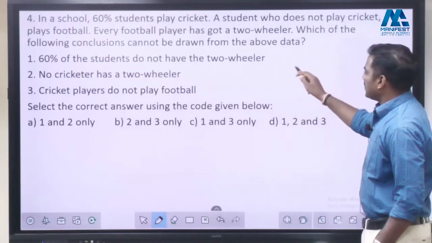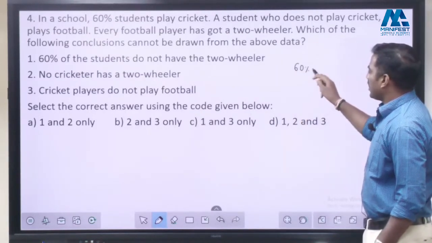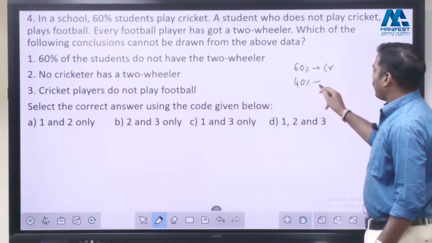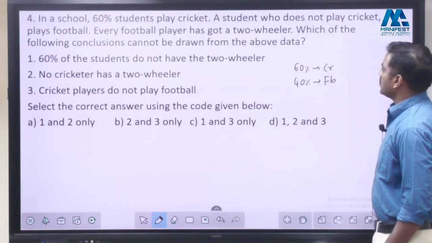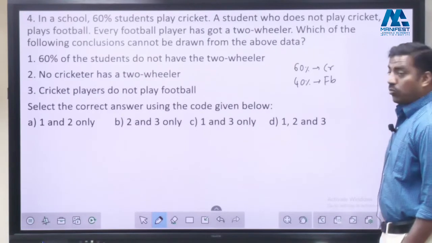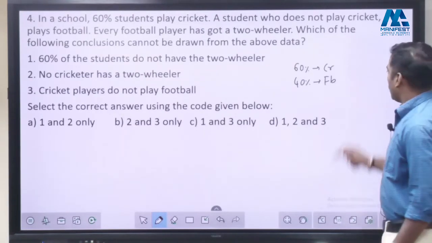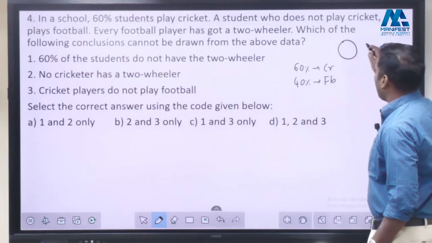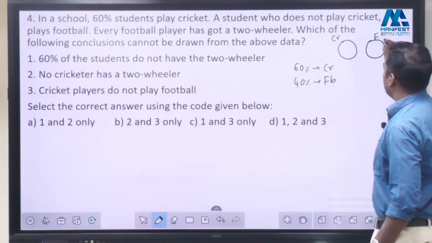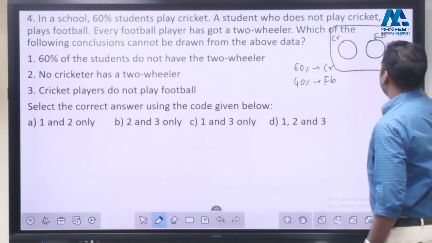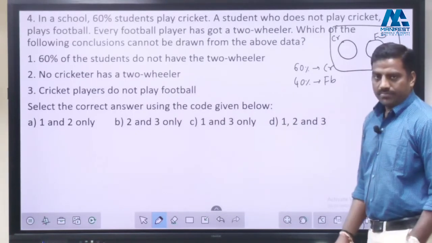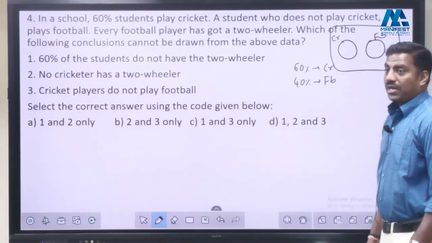Okay, 60% play cricket and 40% play football. And every football player has got a two-wheeler. If I take the clubs, this is the cricket club and this is the football club, and this is the universal set. And every football player has a two-wheeler.